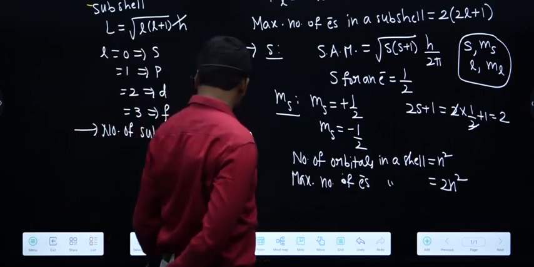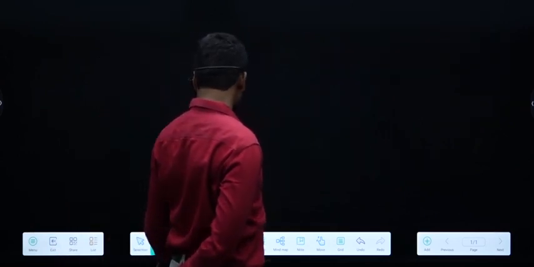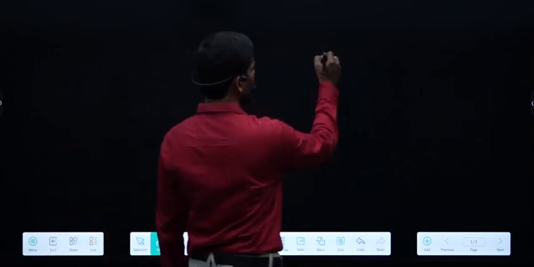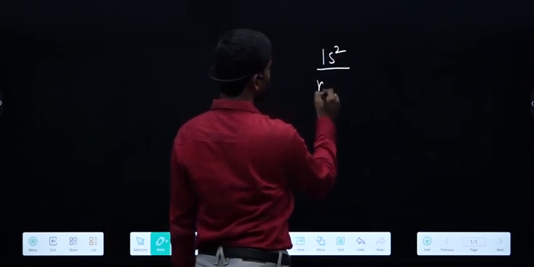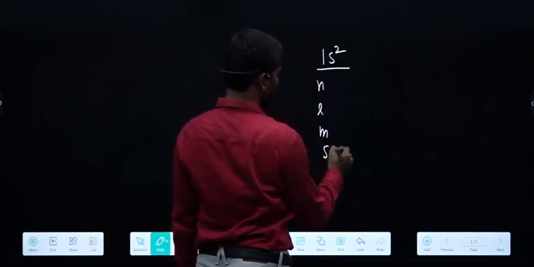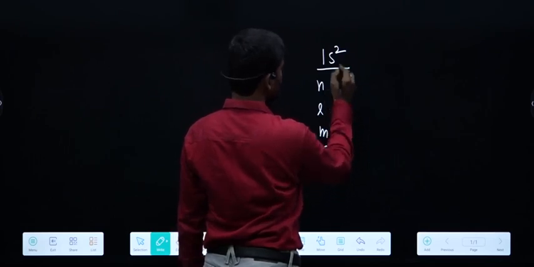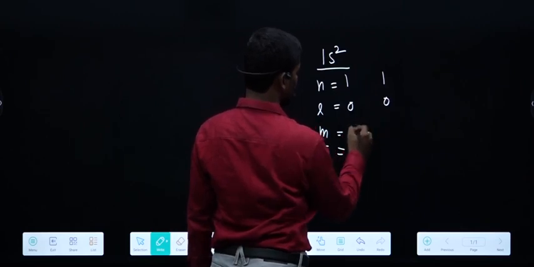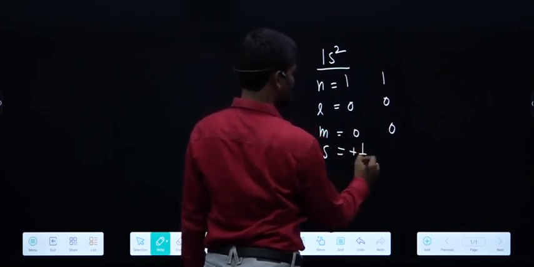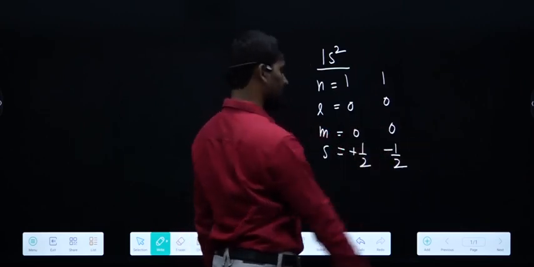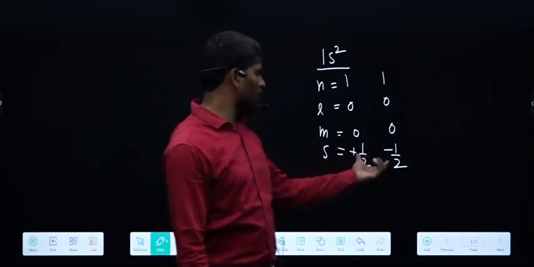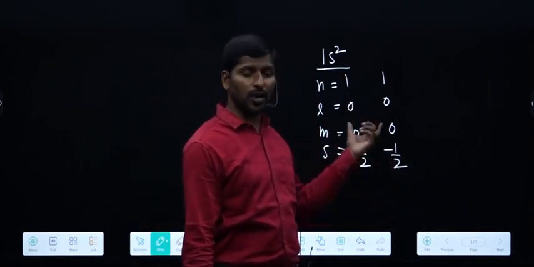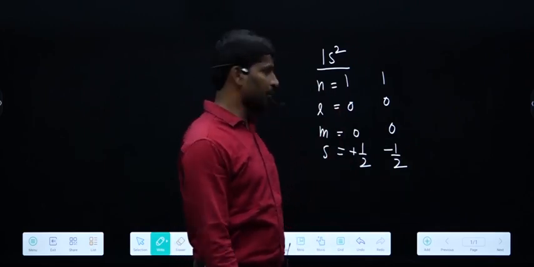Okay, we know Pauli's principle. According to Pauli's principle, no 2 electrons in an atom possess the same 4 quantum numbers. For example, if you take 1s2, what about the quantum numbers n, l, m, s values? Both belong to the first shell, both belong to the s subshell. So l is 0, m is also 0. For one electron s is plus half, for another electron s is minus half. So no 2 electrons possess the same 4 quantum numbers. That is called Pauli's principle.